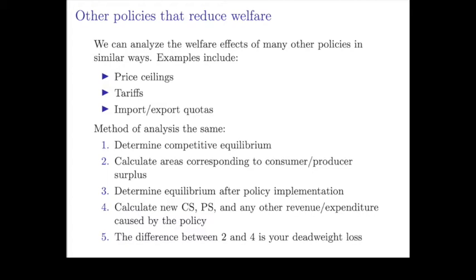You first determine the competitive equilibrium. You calculate the consumer and producer surplus at the competitive equilibrium. You determine the equilibrium with the policy. You calculate the consumer surplus, producer surplus, and any other revenue and expenditure caused by the policy. And then you look at the differences between the total welfare without the policy and the total welfare with the policy to determine what the effect of the policy is.